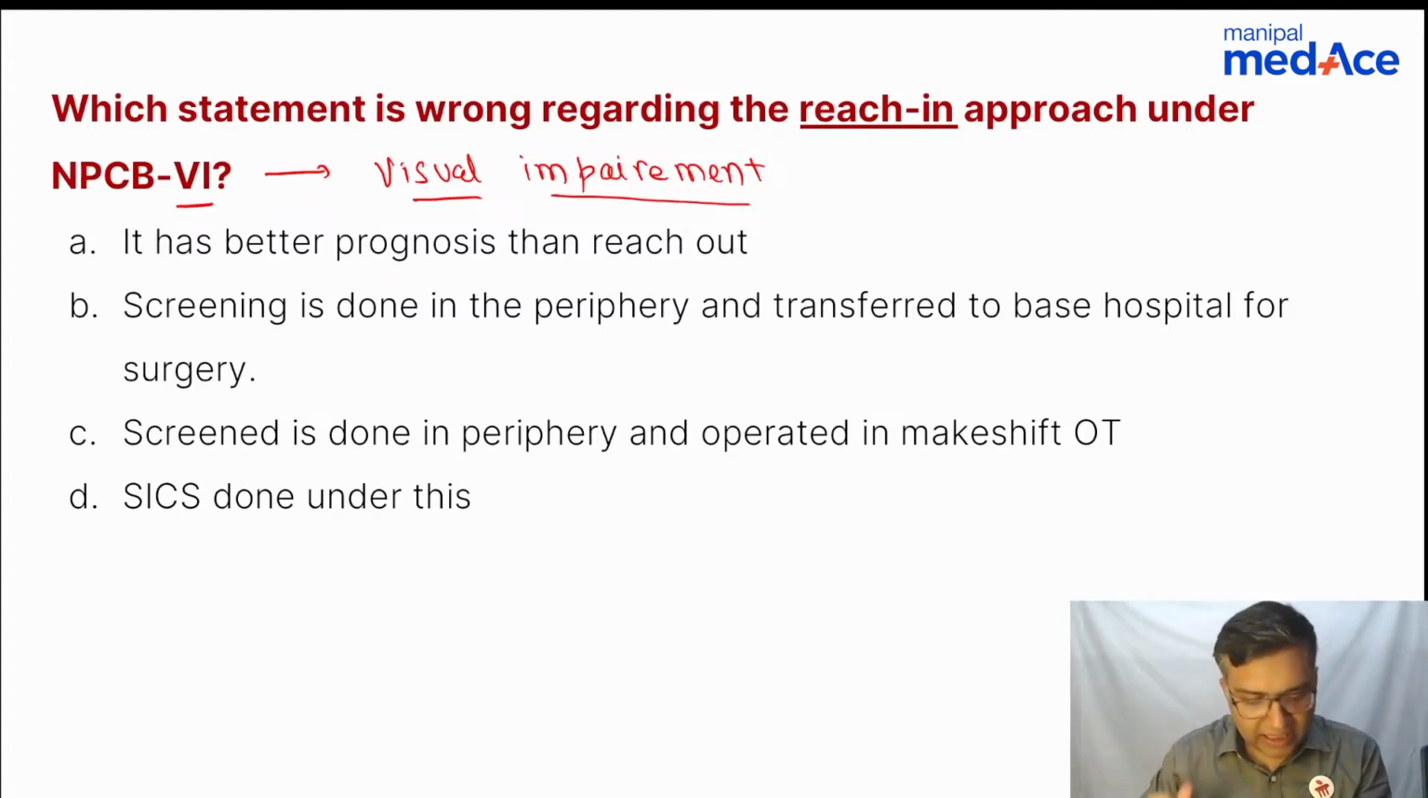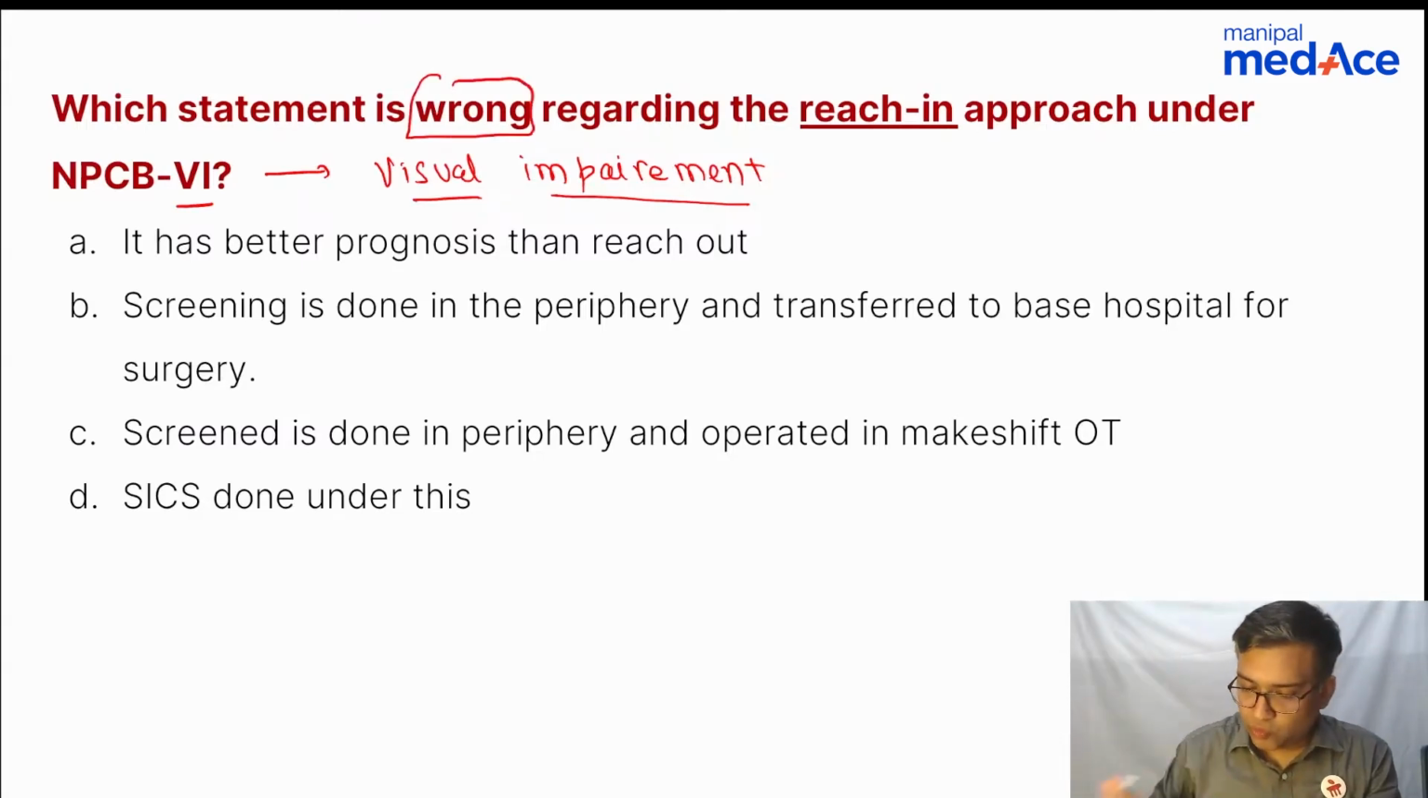So what are our options here? The first option is, it has better prognosis than the reach out strategy. The second is, screening is done in periphery and the patients are transferred to the base hospital for the surgery. Option C is, screening is done in periphery and operated in the makeshift OT, and option D is, SICS is done in these patients. Which of the following they have asked is wrong? Okay, now the answer here is C.